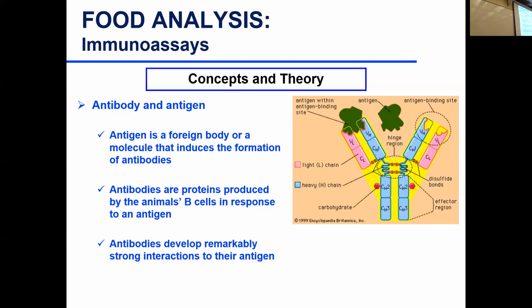But in assays, it's not a foreign object, so we have antigens. They could be large molecular weight antigens such as protein, or small molecular weight antigens such as mycotoxin, for example. So we can use antibodies and immunoassays to detect large proteins or small molecules such as pesticides and mycotoxins. The antibodies interact with the antigen via very strong interactions, but they are non-covalent interactions.